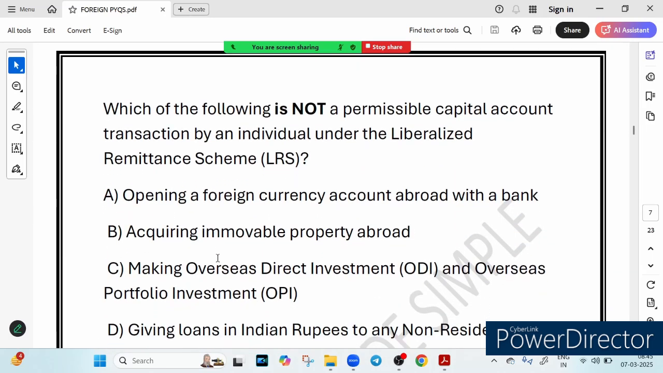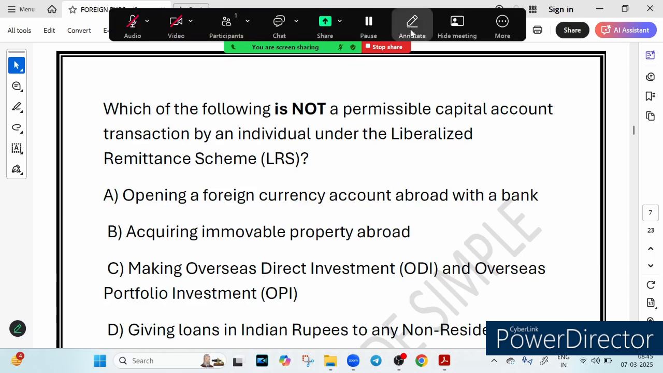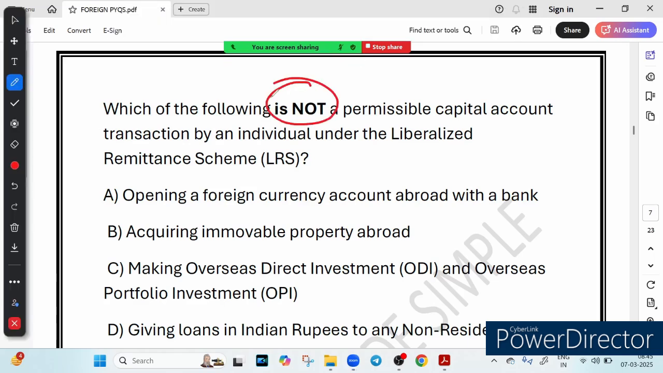Now this is a very good question. The next question we have, as you can see on your screen, is related to: which of the following is not a permissible capital account transaction by an individual under LRS? LRS is called the Liberalised Remittance Scheme. So which is not permissible? Please read it carefully. Not permissible. Most of the time we ignore this word, right?